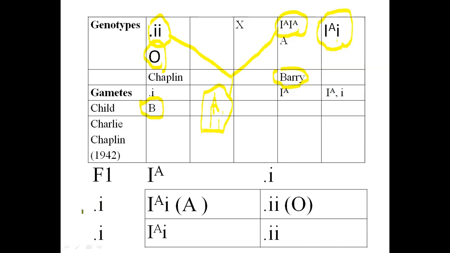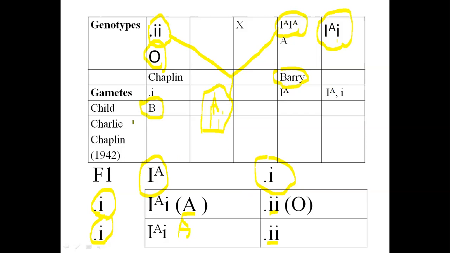So in F1, heterozygous I A and small i, crossed with homozygous O blood group. This is the Charlie Chaplin blood group. Now, what will be the combination? Capital I A, small i is A blood group. Capital I A and small i is A blood group, again A. And small i and small i is O. So half of the expected children will have A blood group, and half of the expected children will have O blood group.